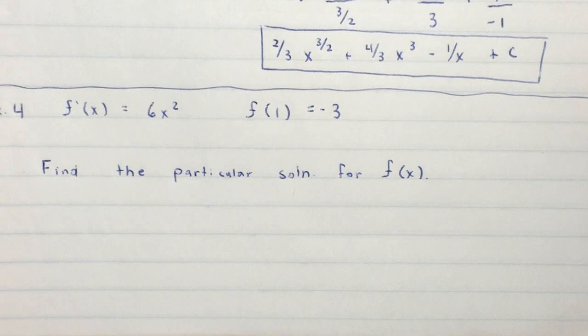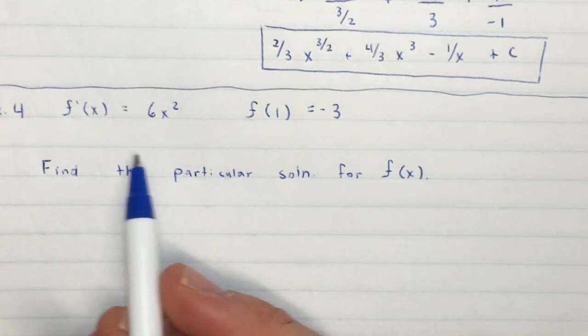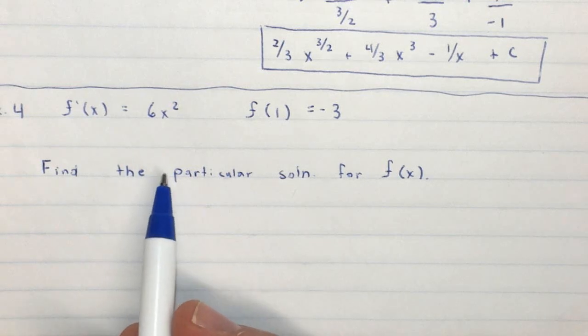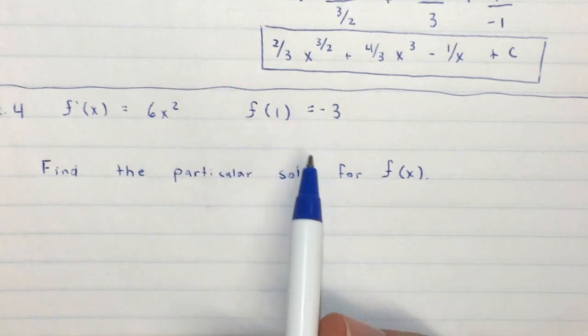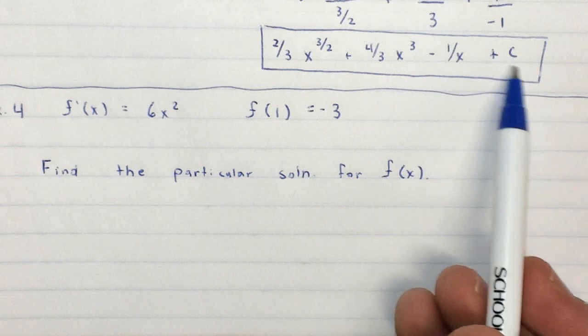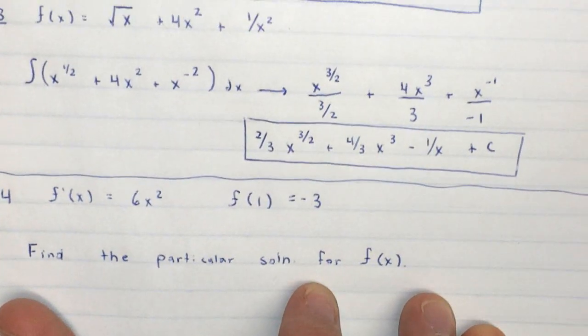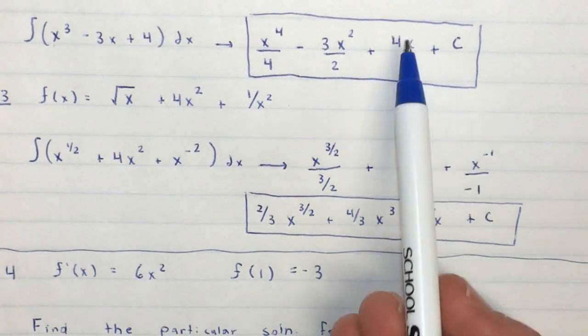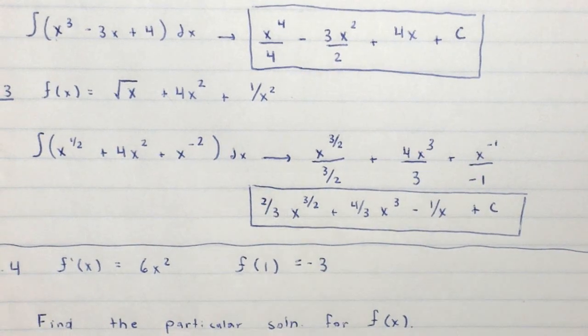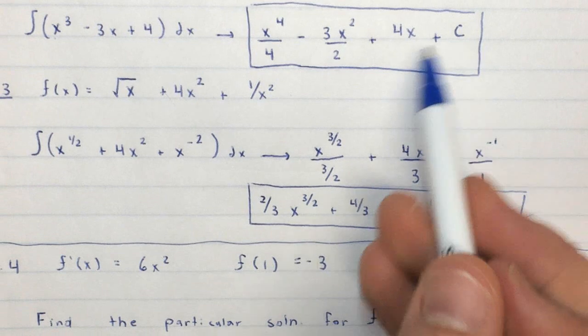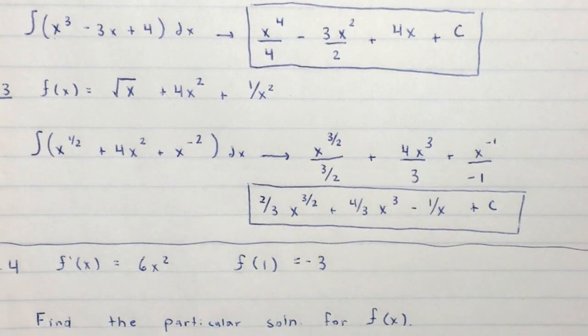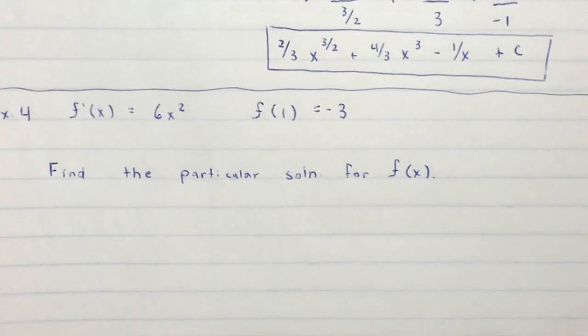So, a particular solution means that I don't want this plus C. This plus C is the general solution. It's saying, okay, I have this generic case. It could have been a plus 5, minus 10, whatever. This is a generic or general solution. I want the exact equation for this.